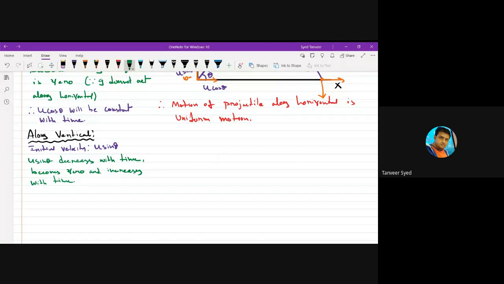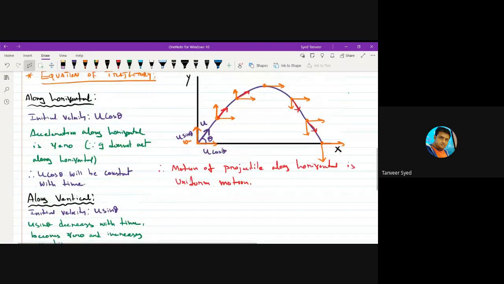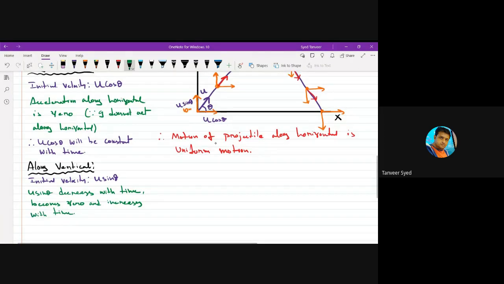So that means motion of projectile along vertical direction is accelerated motion. Motion of projectile along horizontal direction is uniform motion, non-accelerated motion. But motion of projectile along vertical direction is accelerated motion due to g. Okay. I will remove this and write one point here.